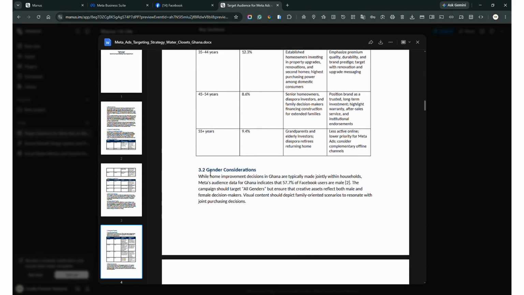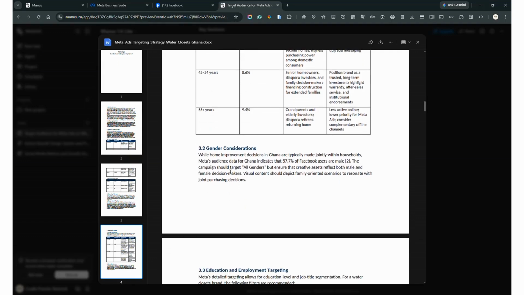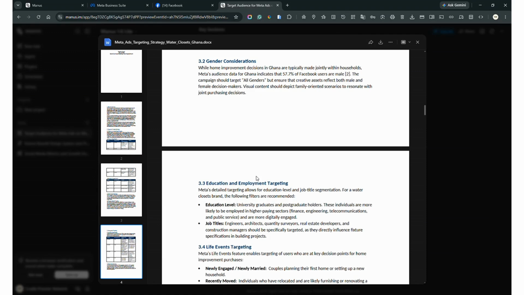In terms of the demographic, you're looking at gender consideration. Should we consider both males and females? This one says, while home improvement decisions are typically made jointly within households, Meta audience data for Ghana indicate 57.7% of Facebook users are male. The campaign should target all genders, but ensure that creative assets reflect both male and female decision makers. Okay, that's something that we've gained there.